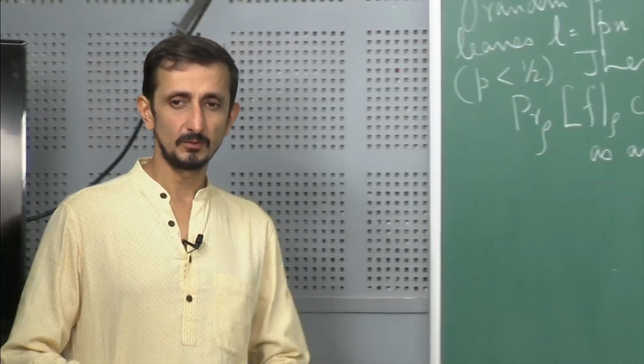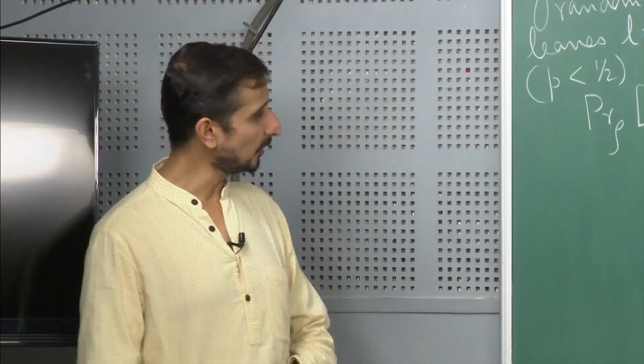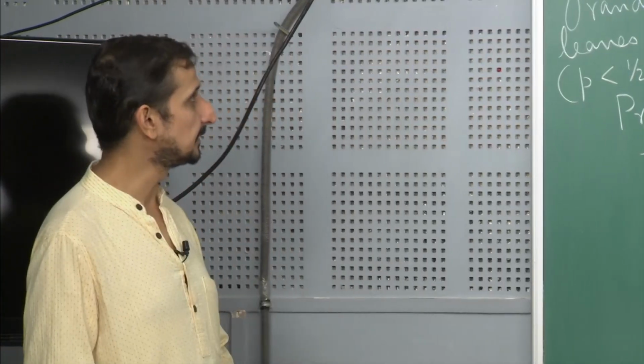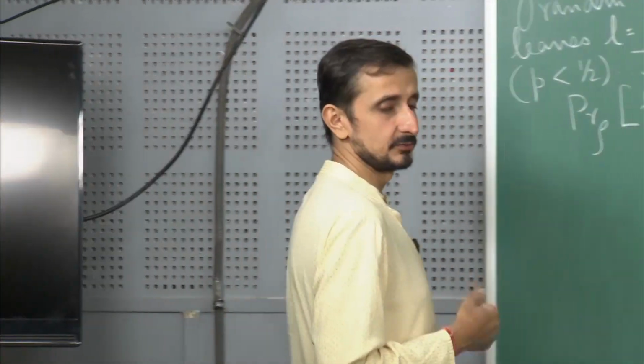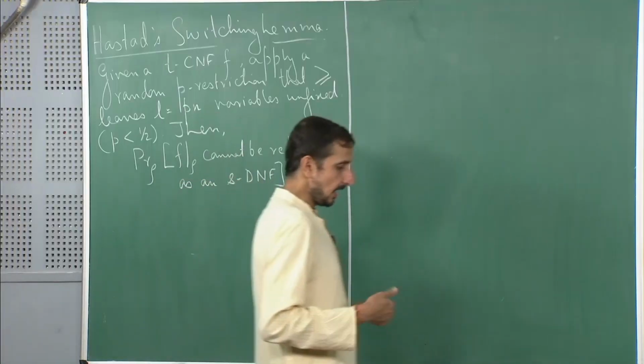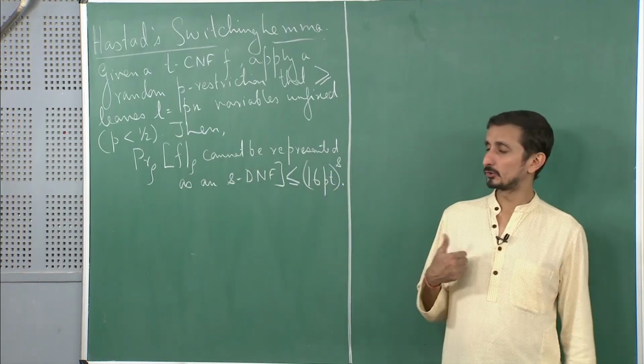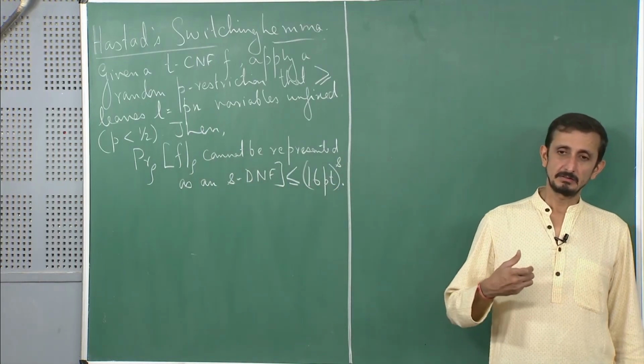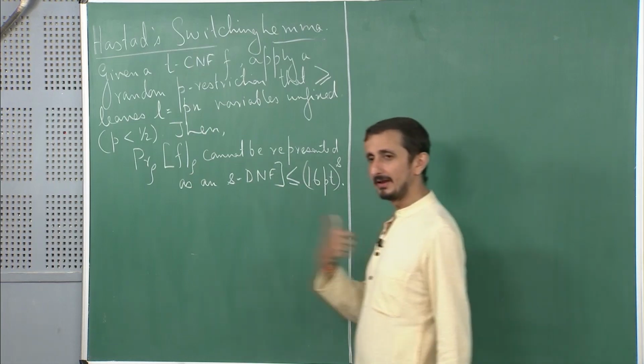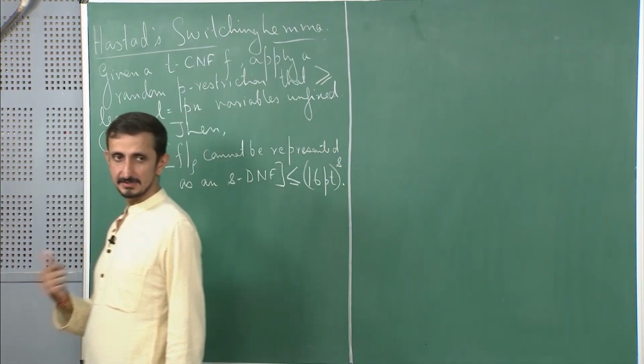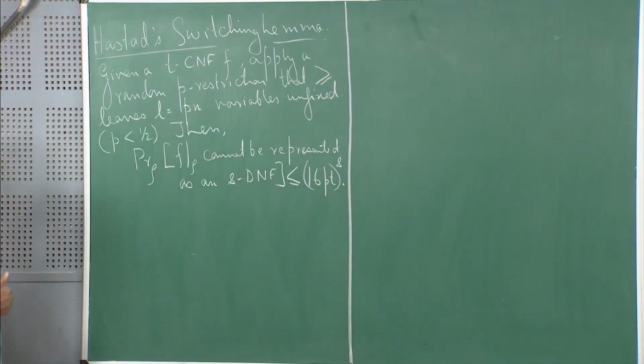Okay, so good morning everyone. So what we will see today is the proof of Hastad switching lemma. Last time we saw how we can show that an AC0 circuit for parity will have an exponential size using the switching lemma, and today we will focus on how to prove this switching lemma.